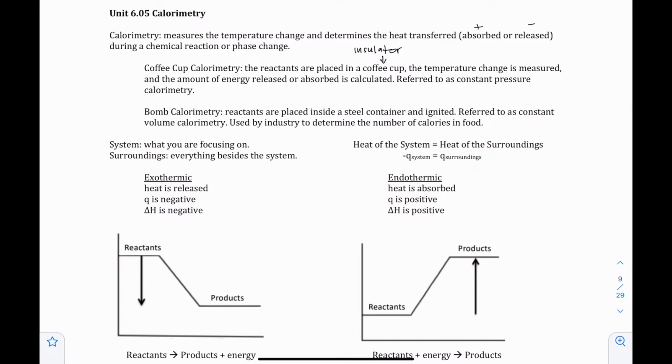Calorimetry is a technique that measures a temperature change and calculates the amount of heat that is either absorbed or released during a chemical reaction. When we do calorimetry experiments, we're going to name whatever we are focusing on as a system. So usually that's going to be your reaction itself, either the reactants dissolving or reacting together, or the products that are being formed. And the surroundings will be everything besides the system.